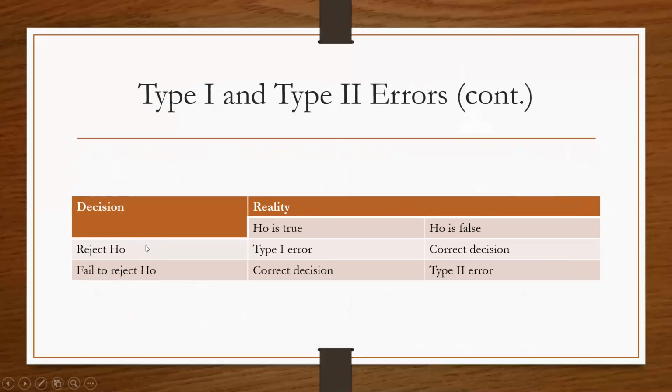If we reject the null but the null is true, we made a type 1 error. If we reject the null and the null is false, correct decision. If we fail to reject the null and the null is true, good job. If we fail to reject the null but the null is false, type 2 error.